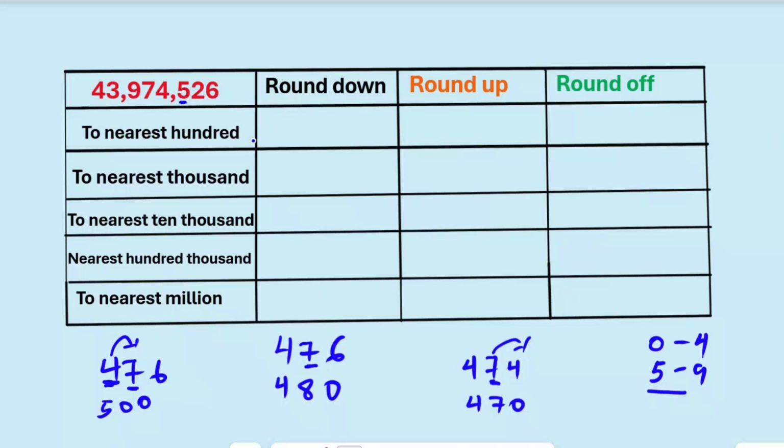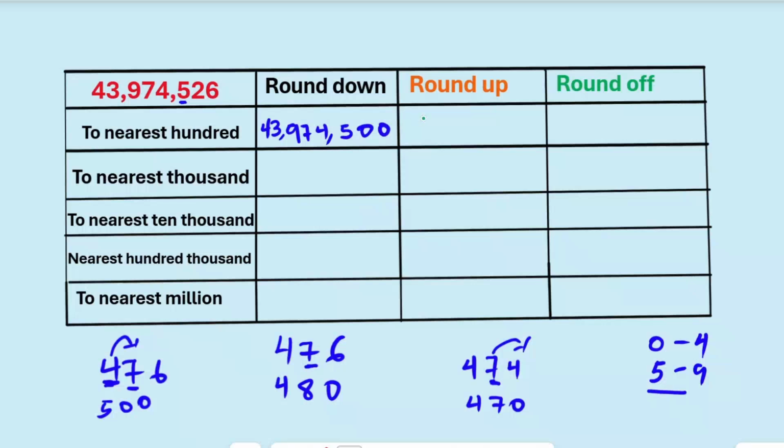So our number is going to be 43,974, and this 5 is going to be the same as 5. The remaining numbers, which is 2, 6, they all become what? 0. So this is what we have. So if you have to round this number down, this is what you're going to get.